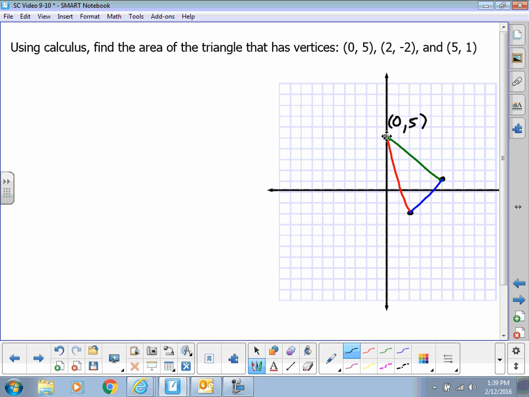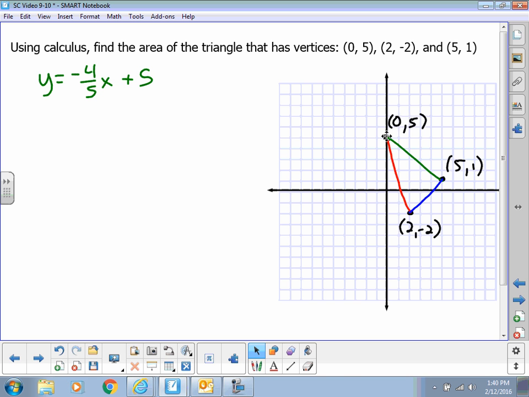That's (0, 5), (5, 1), and (2, -2). And what we have to do is find the equation of each of those. So let's maybe start with the green one. We know our y-intercept is 5, and we're going down 4 and right 5. So that would be y equals minus 4/5 x, and then y-intercept is 5. So that's our green equation there.